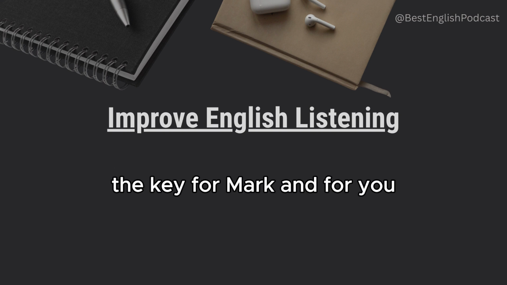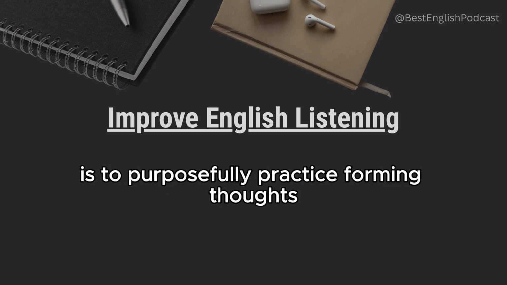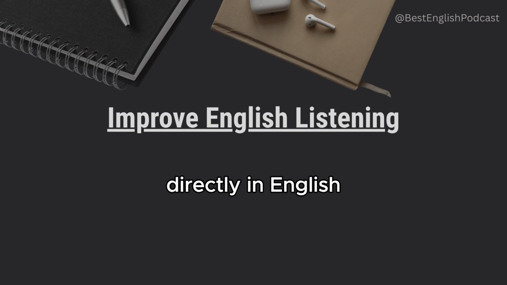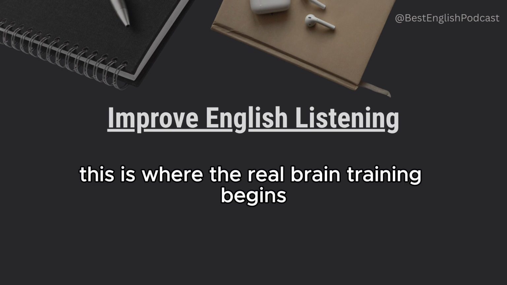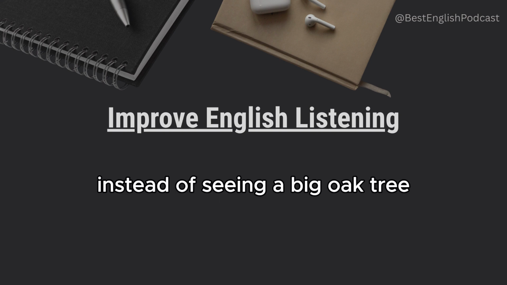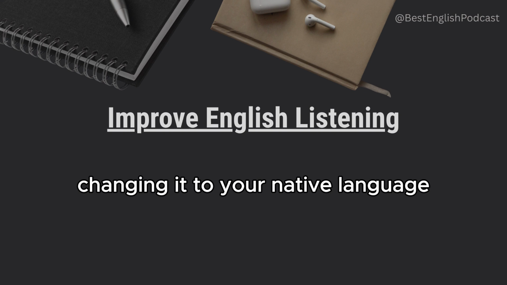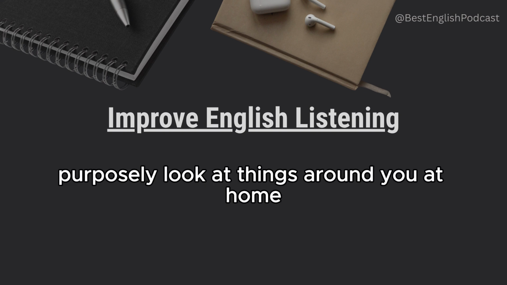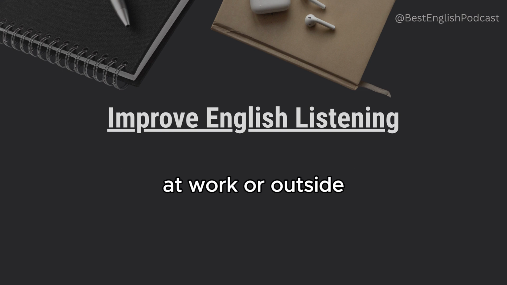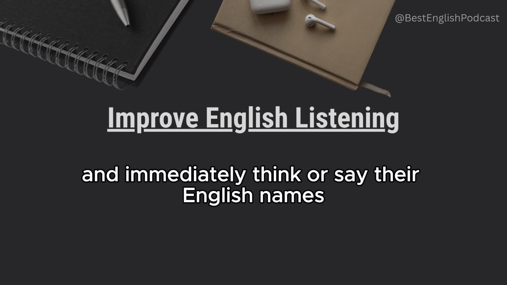The key for Mark, and for you, is to purposefully practice forming thoughts directly in English, starting with simple things you do every day. This is where the real brain training begins. Instead of seeing a big oak tree, changing it to your native language, and then thinking, tree, purposefully look at things around you, at home, at work, or outside, and immediately think or say their English names.